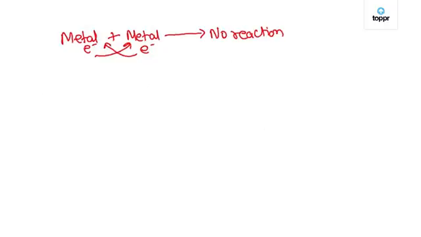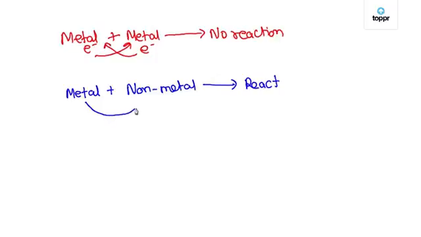But then suppose if we have a metal and this metal will try to react with another non-metal, will this reaction be possible? Well, think about it. Yes, there will be reaction possible and both of them will react with each other because the metal donates its electron and non-metal will accept that electron.